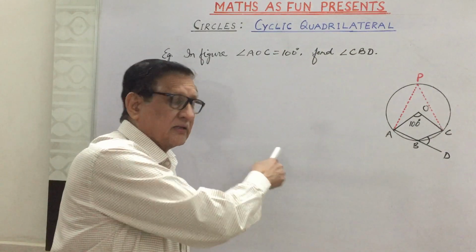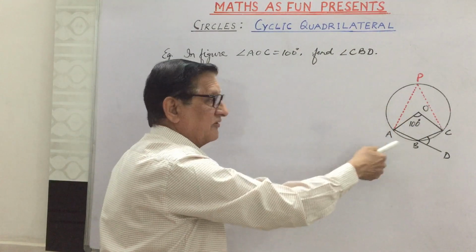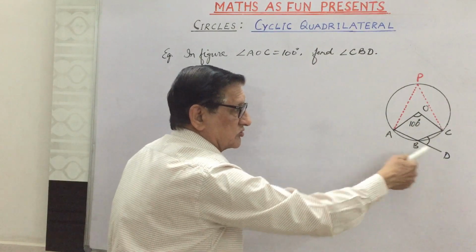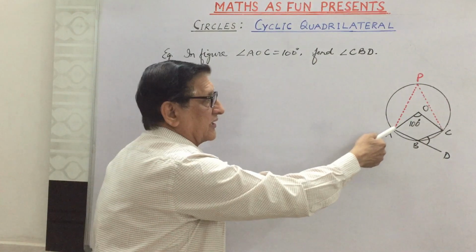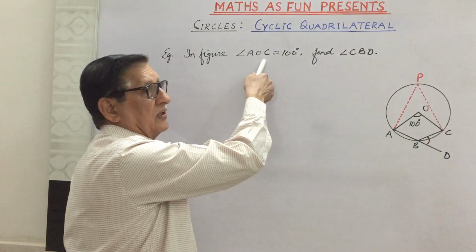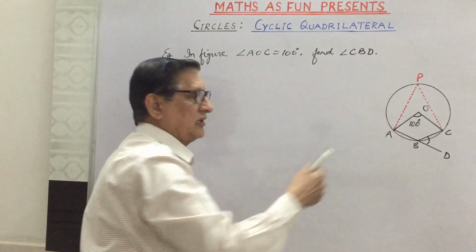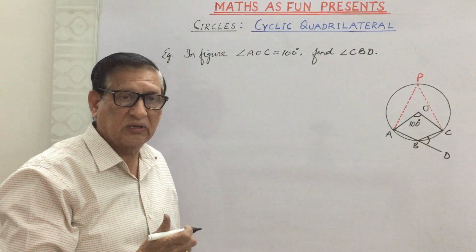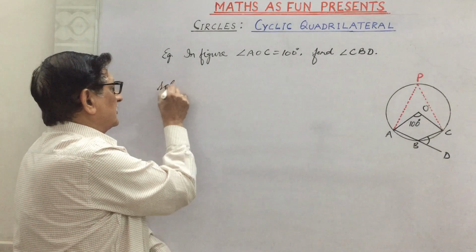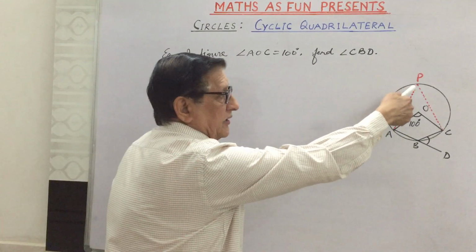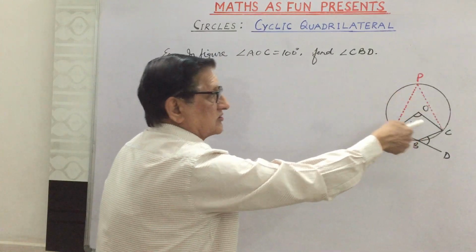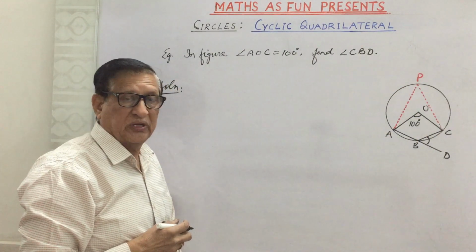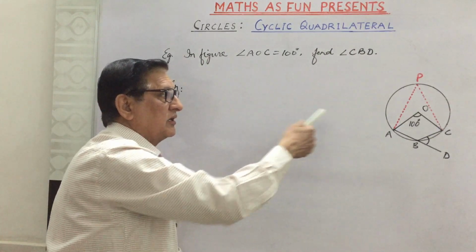Now we shall discuss one of the example based on the application of cyclic quadrilateral. And the example is that we have been given a figure in which there is a quadrilateral ABCO. AB has been produced to D, and it is given that angle AOC is 100 degree. We have to find out angle CBD. We can make use of cyclic quadrilateral to find the solution of this problem. So what we do in the solution, we take a point P in the remaining circumference and join AP and CP to form an angle APC.